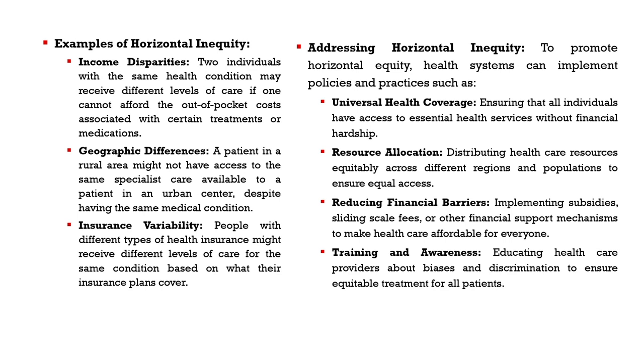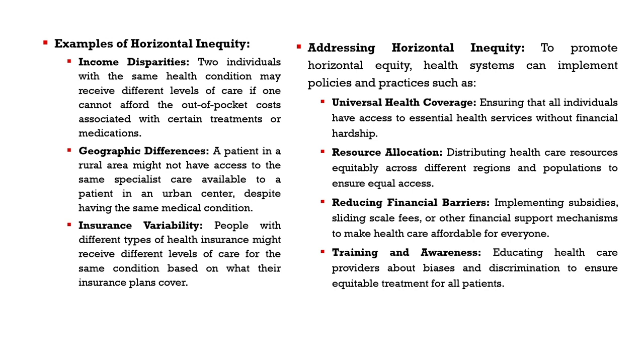Some of the examples of horizontal inequality or inequity include income disparities. Two individuals with the same health condition may receive different levels of care if one cannot afford the out-of-pocket costs associated with certain treatments or medications. Similarly, a patient in a rural area might not have access to the same specialist care available to a patient in an urban area, despite having the same medical condition. We will refer to it as geographic differences based horizontal inequity.